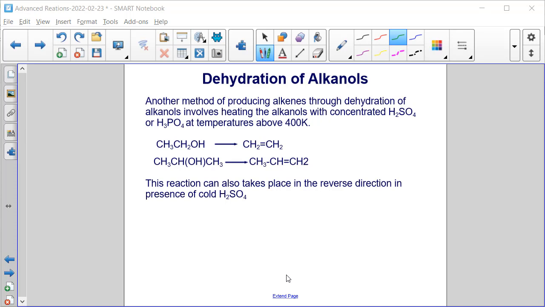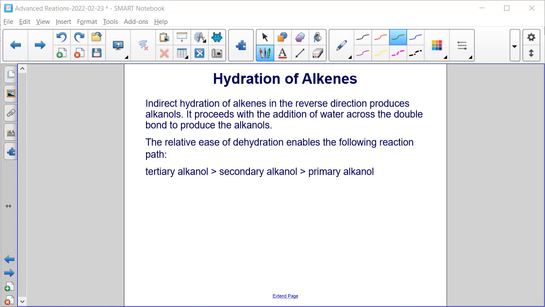This reaction can also take place in the reverse direction. So if I go the reverse direction with cold H2SO4, I can rehydrate that alkene back to an alkanol. So let's talk about that hydration of alkenes. Indirect hydration of alkenes in the reverse direction with cold H2SO4 produces alkanols. It proceeds with the addition of water across the double bond to produce the alkanol.